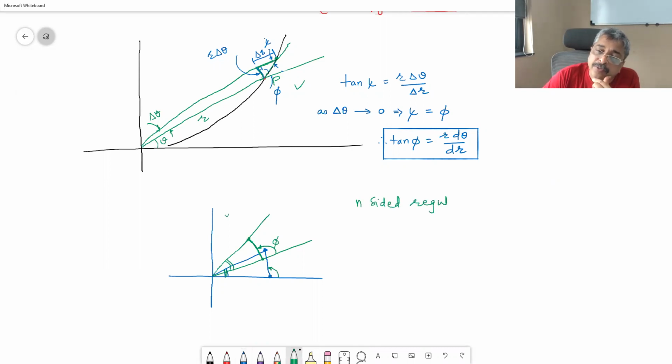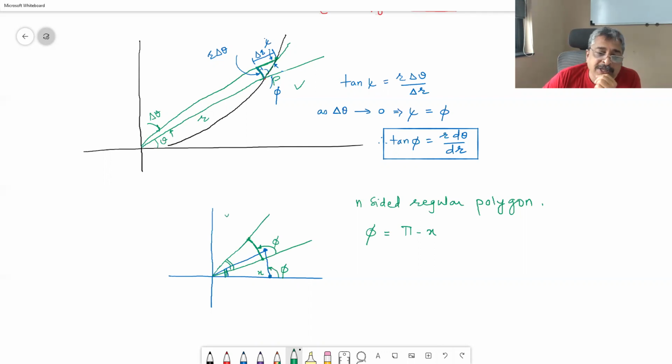So can we suppose this is an n-sided regular polygon, and this value is phi. And can we find out phi in terms of pi and n? I think so. Say this is x. Phi is equal to 180 minus, or maybe pi minus x.